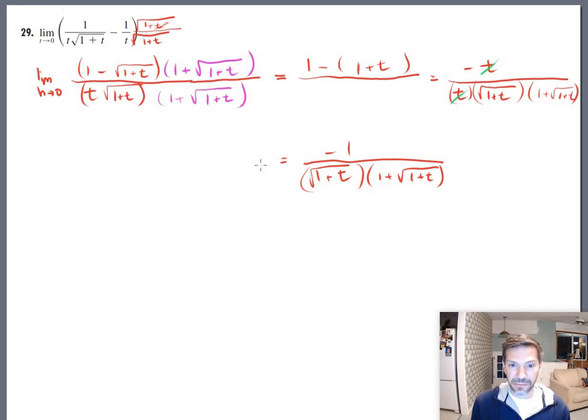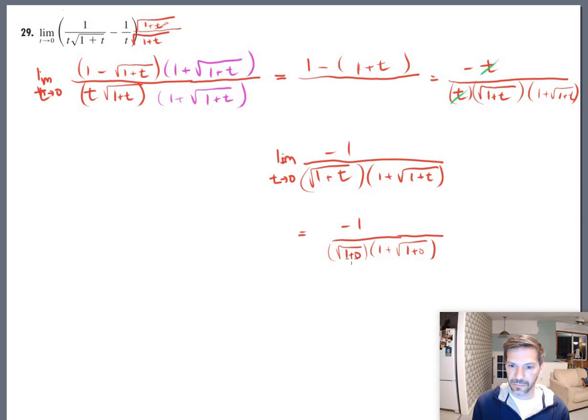This is still a limit as h approaches 0. No, t. Sorry, I don't know why I wrote h there. t approaches 0. So let's still get the limit as t approaches 0, and this is the point where I can use direct substitution. There's a t here and a t there, but I can put 0 in for both of those and just get negative 1 over the square root of 1 plus 0 times 1 plus the square root of 1 plus 0.